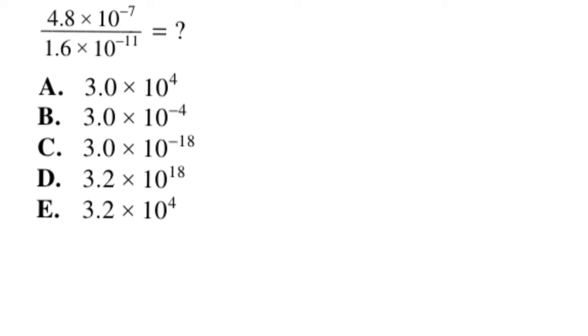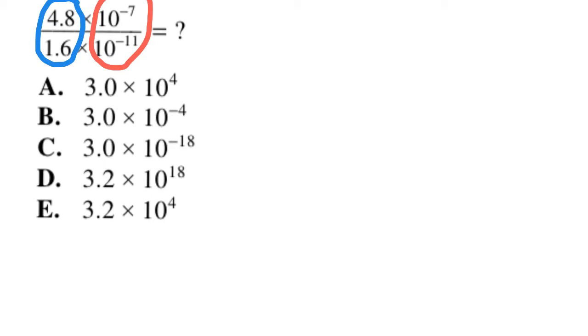Now, when we are dividing numbers in scientific notation, all we have to do really is divide the number part by the number part and divide the power of 10 by the other power of 10. And we can just do those individually.